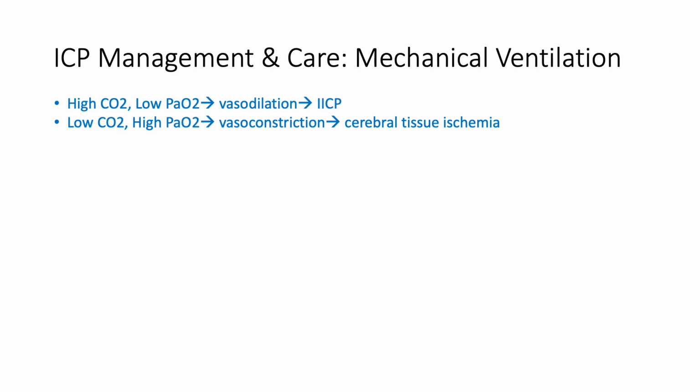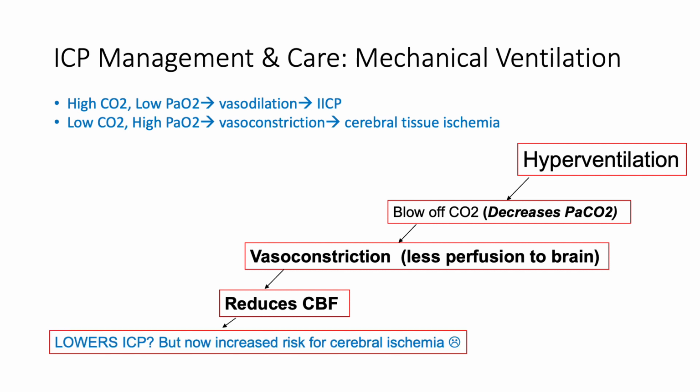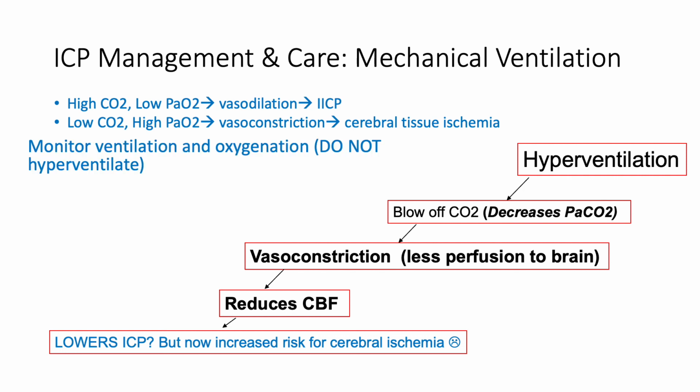Now, many years ago, we used to intentionally hyperventilate patients so that we could reduce blood flow to the brain to reduce ICP, which would happen. But while we were doing that good thing, lowering the ICP, we were simultaneously doing a really bad thing. We were reducing blood flow to the brain, causing cerebral tissue ischemia. So we don't do this anymore. We closely monitor ventilation and oxygenation, and we do not intentionally hyperventilate our patients anymore.